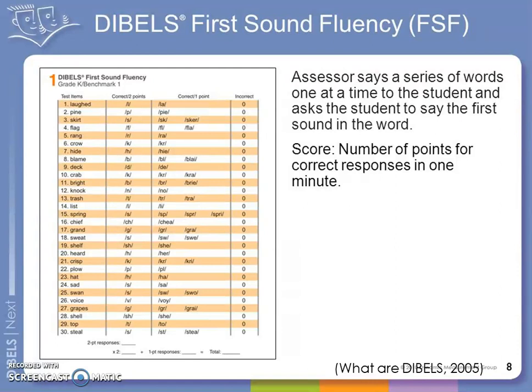A child is given a series of words and they repeat the first sound they hear. An example would be if the child were given the word dog, the correct answer the child would say is duh. They're only looking for the first sound.